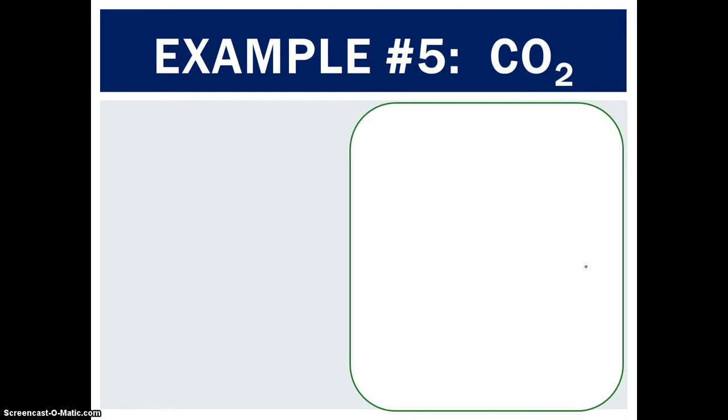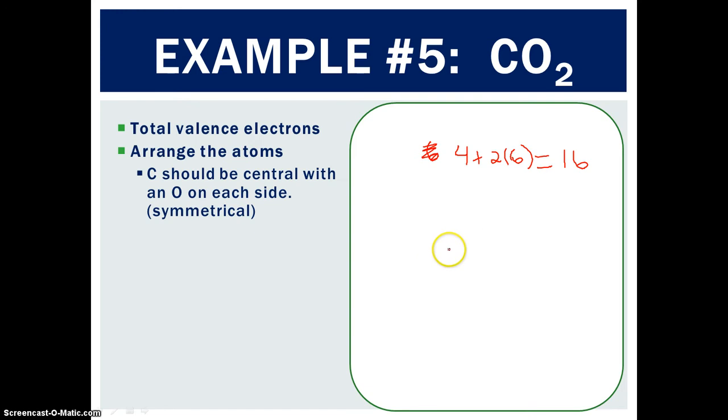Now carbon dioxide. Total up my valence electrons. Carbon has 4 valence electrons. I have 2 oxygens, and they each have 6. That's a total of 16 valence electrons. I'm going to arrange them so that the carbon is in the middle. We'll learn that the other atoms want to get as far away from each other as possible, so it's best to draw them in a straight line.